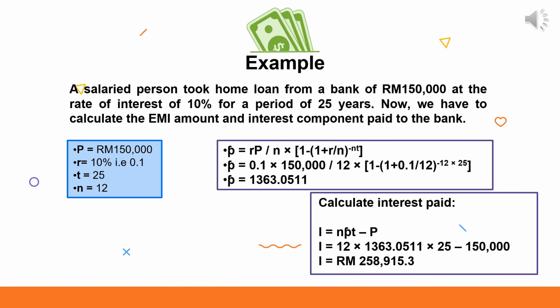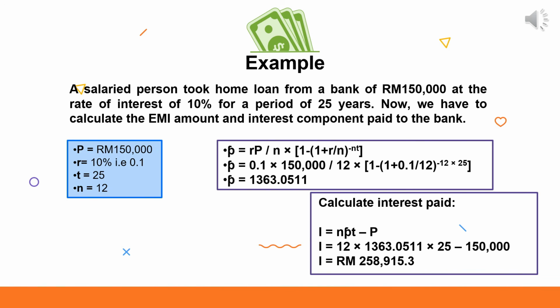Now, I want to show you an example of how to calculate amortization. The situation given is: a salaried person took a home loan from a bank of 150,000 ringgit at an interest rate of 10% for a period of 25 years. Now, we have to calculate the EMI amount and the interest component paid to the bank.